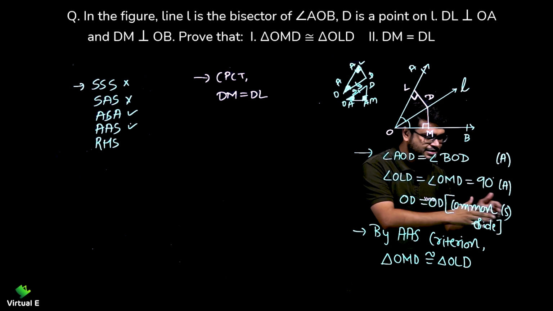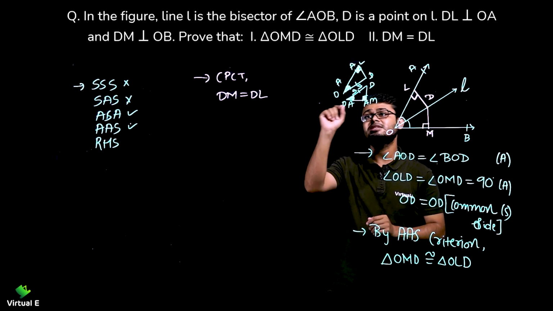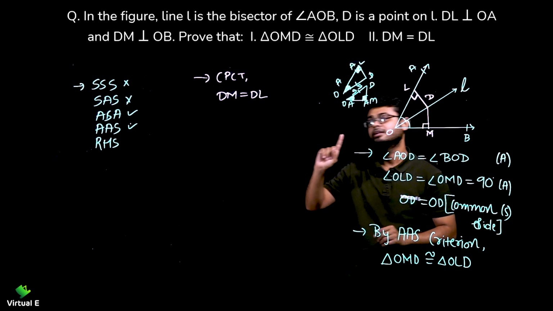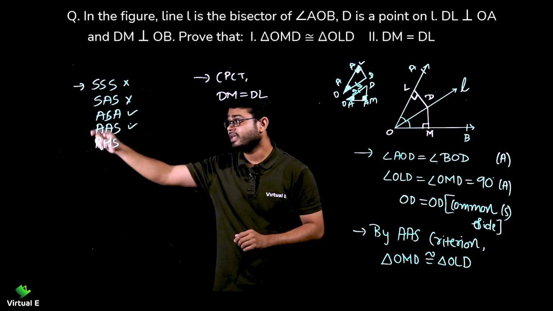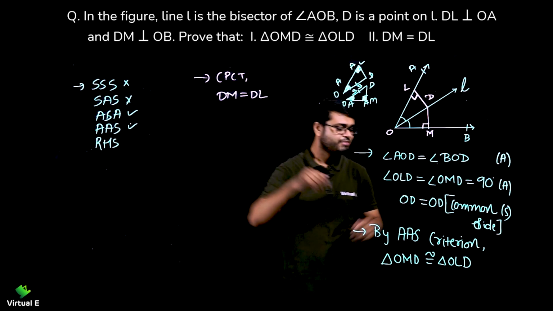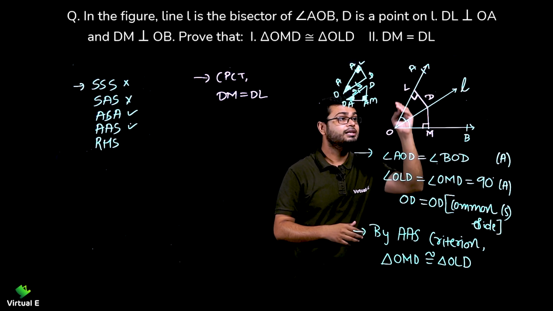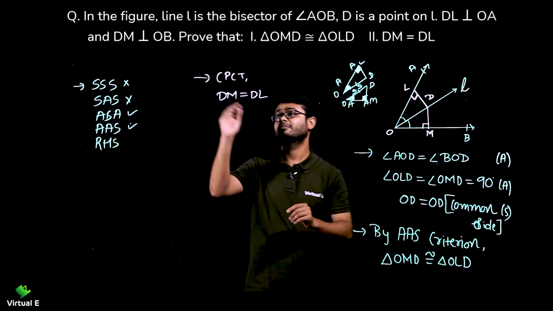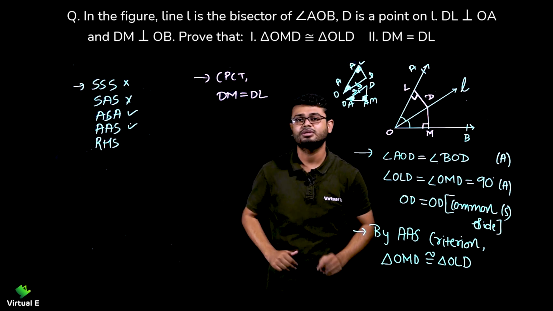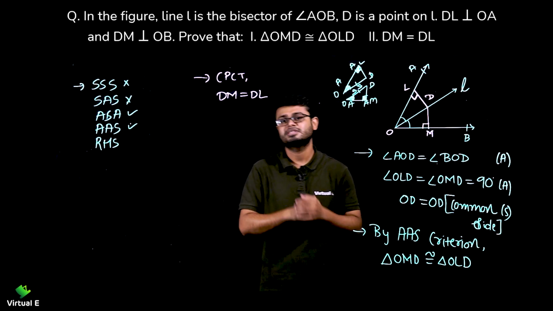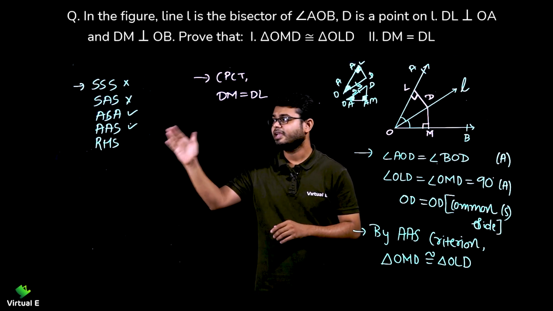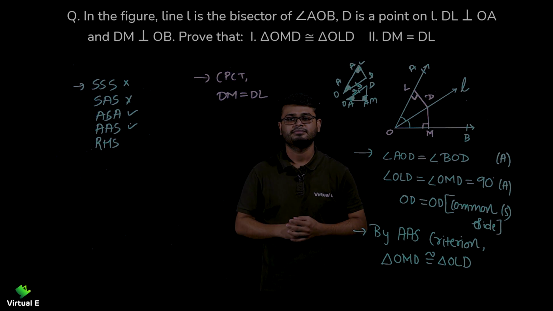So angle, angle, side, and this side is in contact with only one angle. So that's why we are concluding as AAS. So by AAS, we can write this triangle and this triangle are congruent, and by CPCT, we can write DM is equal to DL. So this is how we solve this sum with the help of AAS criterion.